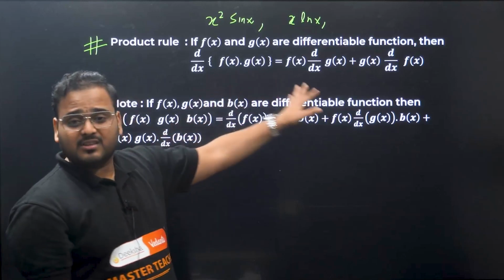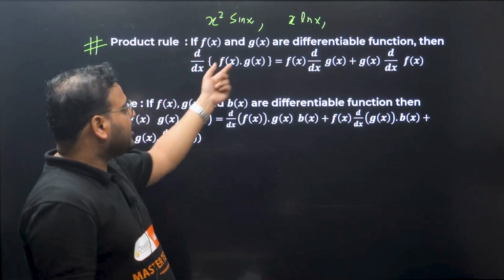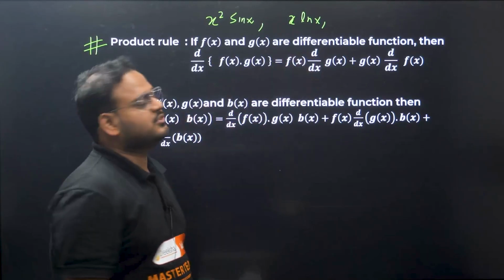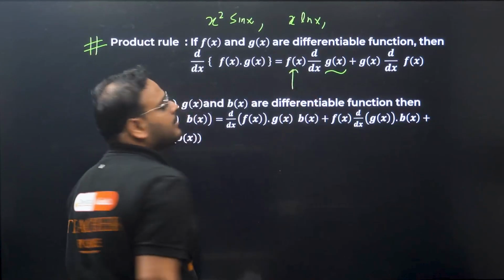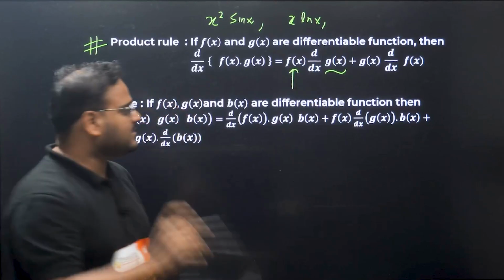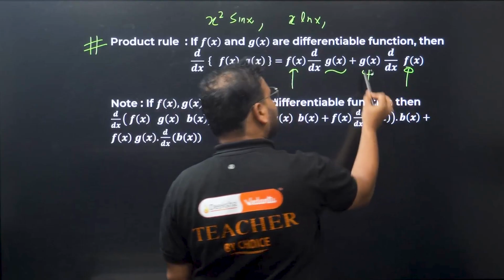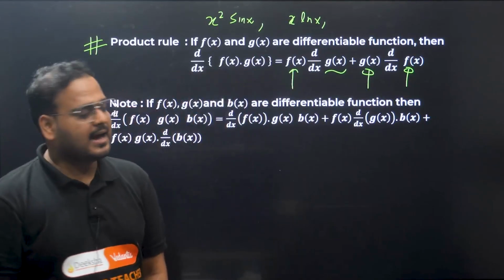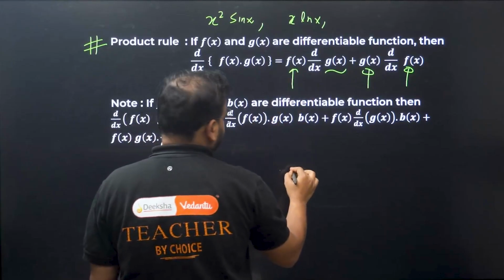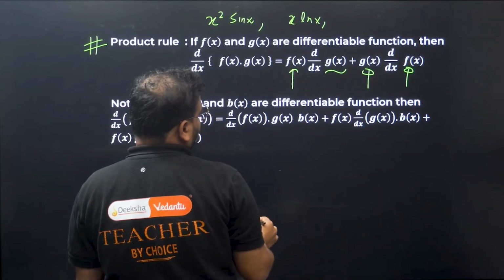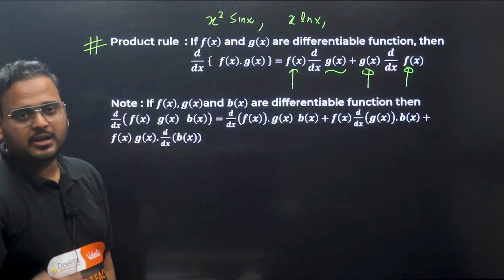There's no preference order or anything like that. Just differentiate one function at a time. Check here: we have differentiated g first, kept f as it is. Next, we differentiated f and kept g as it is. Basically, I'll do it again for three functions also, and then we'll continue with simpler symbols.